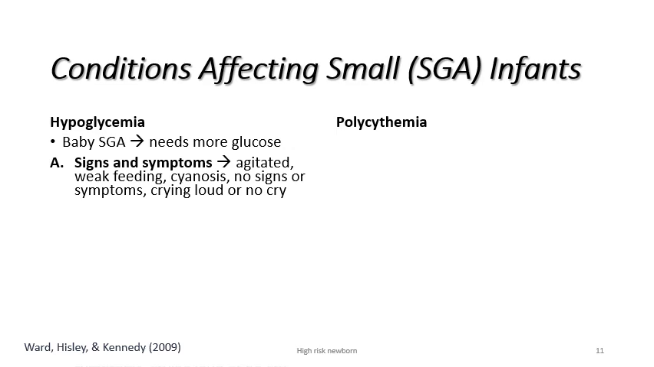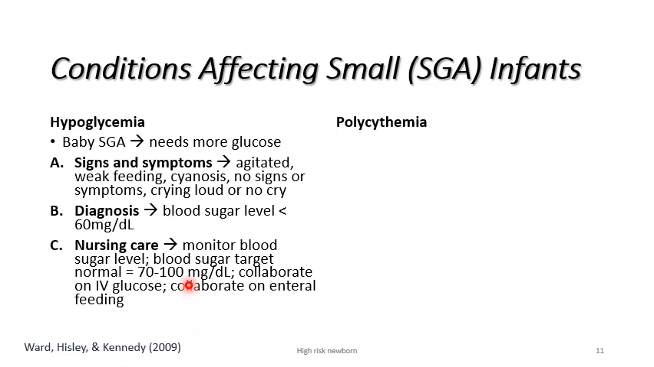even not cry. So we have to monitor whether the baby really has hypoglycemia through the blood sugar level, which is less than 60 milligrams per deciliter. What we aim for is to monitor the blood sugar level. We need to target 70 to 100 milligrams per deciliter.